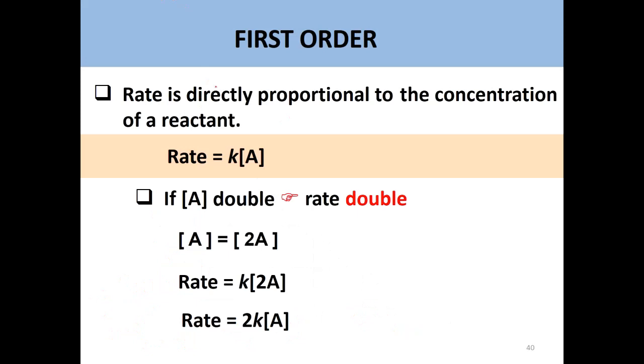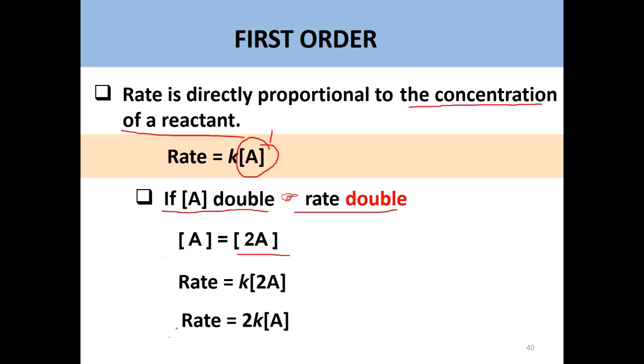Next we proceed with the first order. For first order, the rate is directly proportional to the concentration of a reactant. For zero order we have no concentration, but for the first order we have the concentration. We consider the first order as 1. If A doubles, the rate doubles. So how are you going to know this? When we double the A, the rate also will be double.